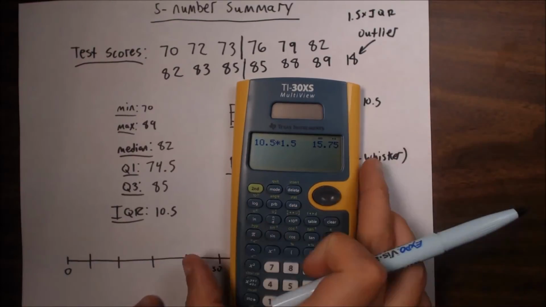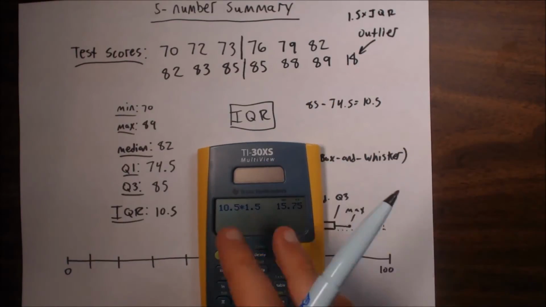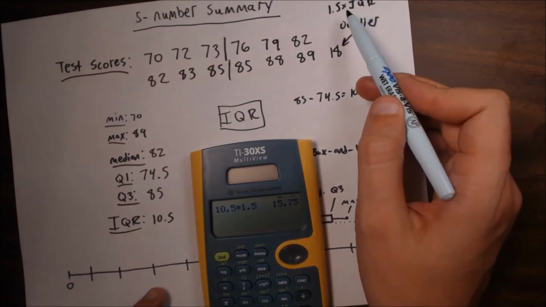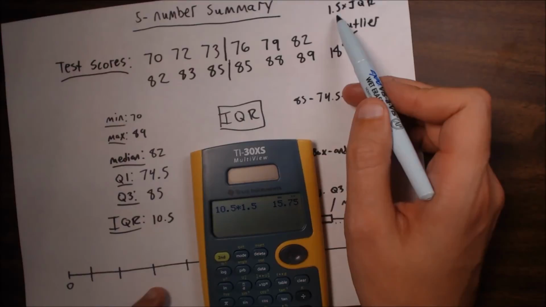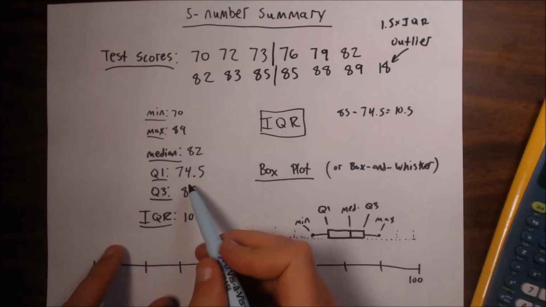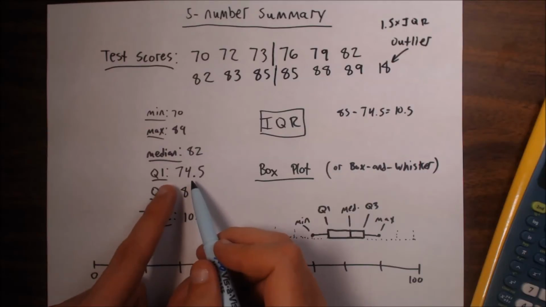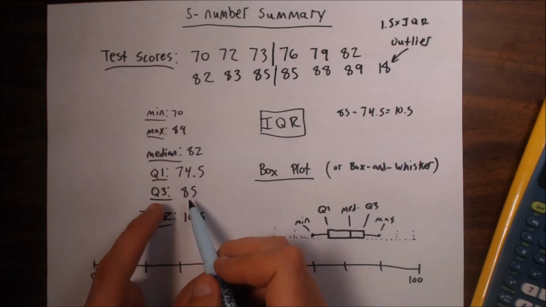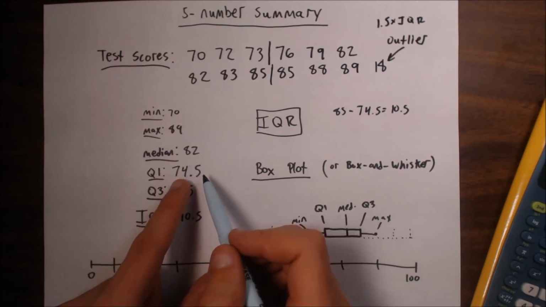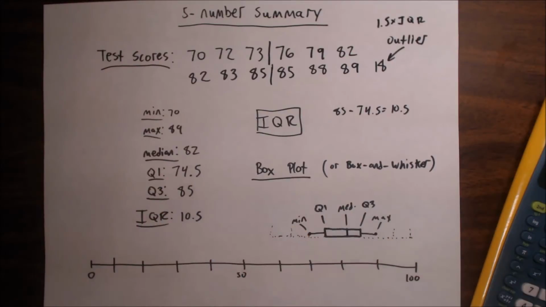So when you're testing your data, if they ask, are there any outliers, you find the interquartile range, multiply that by 1.5, then add that number to the third quartile and subtract it from the first quartile. Anything outside of those numbers, bigger than what you got here and smaller than what you got here, is going to be an outlier.